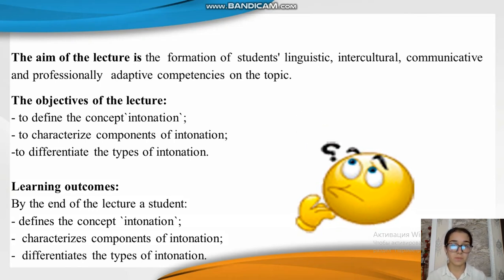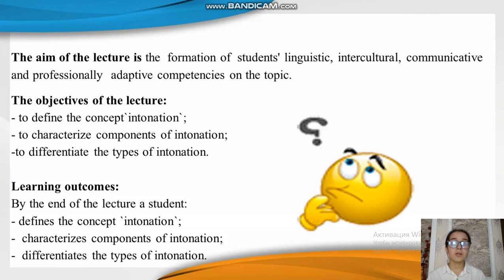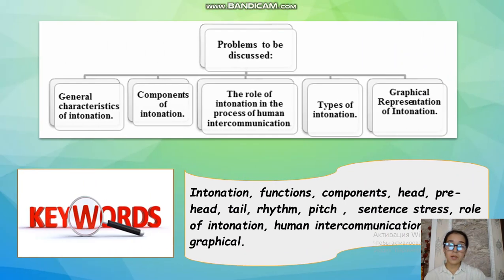types of intonation. Learning outcomes. By the end of the lecture, students, you should define the concept intonation, characterize the components of intonation, and differentiate the types of intonation. And here are given problems which we will discuss together in this lecture, all about intonation. And here are several keywords: intonation, functions, components, which we will learn about.